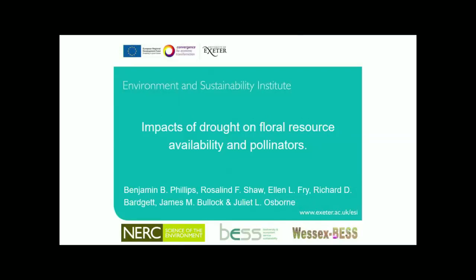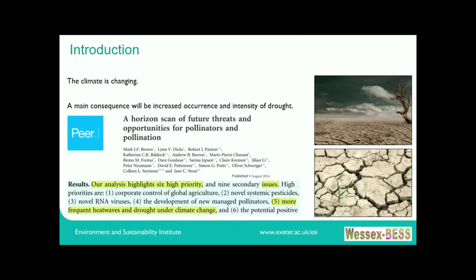So the climate's certainly changing, and we've already heard about some of the ways in which it's expected to change. For the purpose of this talk, one of the main ways is that there will be more frequent extreme weather events, so things like heat waves and droughts. And this horizon scan, published earlier this year, tried to identify some of the key future threats towards pollinators. The increasing threat of drought due to climate change was identified as one of the key threats. So hopefully that's enough of a reason to convince you that there's something we should be looking into.